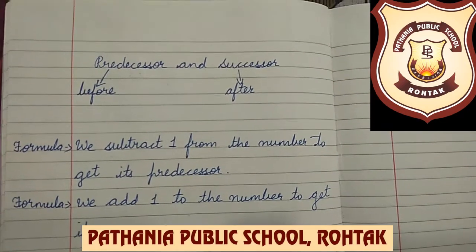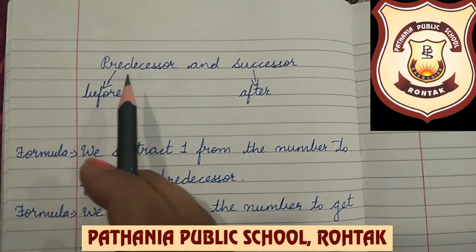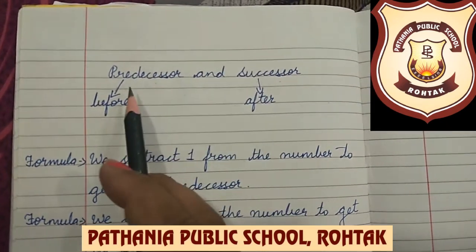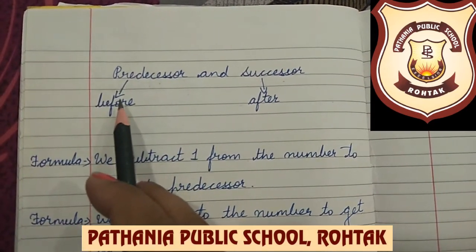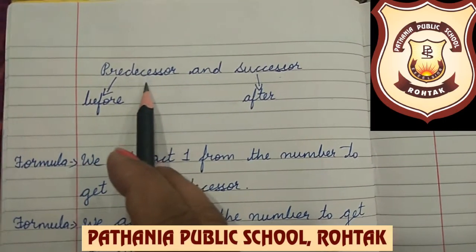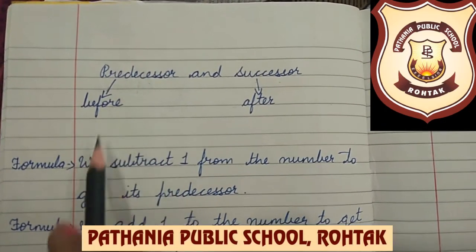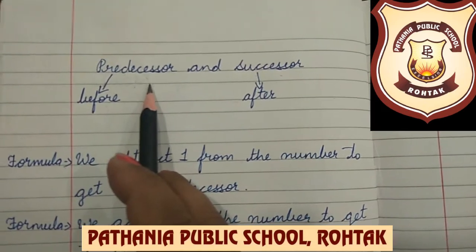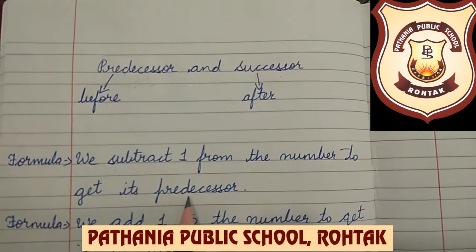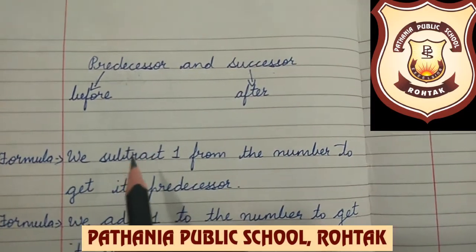Dear kids, before going to activity 1 of chapter 2, let's understand the meaning of two new words: predecessor and successor. Beta, pre means before, so predecessor is the number which comes just before the given number. And how can we find it? The formula to find the predecessor of a given number is: we subtract 1 from the number to get its predecessor.